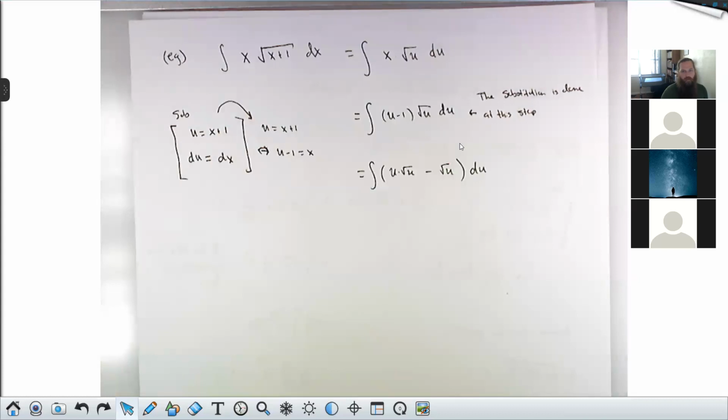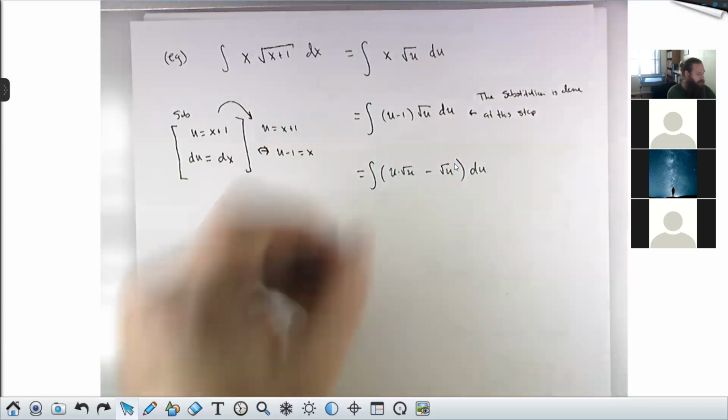And pay attention to the notation here. Anytime you have an integral with more than one term inside, you should always put the whole thing in parentheses, because this du at the end, you think about it, really is multiplying everything. And if you wanted to make another substitution or do something else like that down the line, it's crucial that you think of this du as multiplying this whole thing. WebAssign messes this up. They don't always put these parentheses here, but you really do want them. So use good notation. Always put your integrand in parentheses.